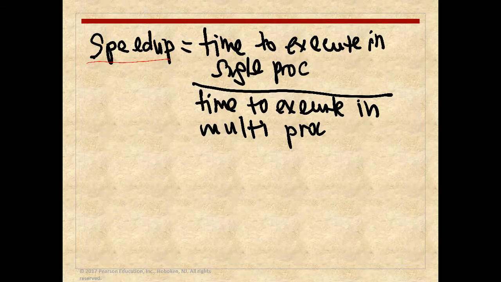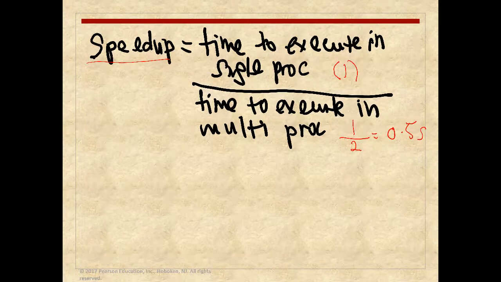We measure speedup by taking the time to execute on a single processor and dividing it by the time to execute on a multiprocessor. For example, if we have a single processor, the time taken to execute one instruction is 1 second. So what is the time to execute on a multiprocessor? If you have 2 processors, 1 second divided by 2 is 0.5. So this is the time to execute a single instruction on a multiprocessor, which is 0.5 second.